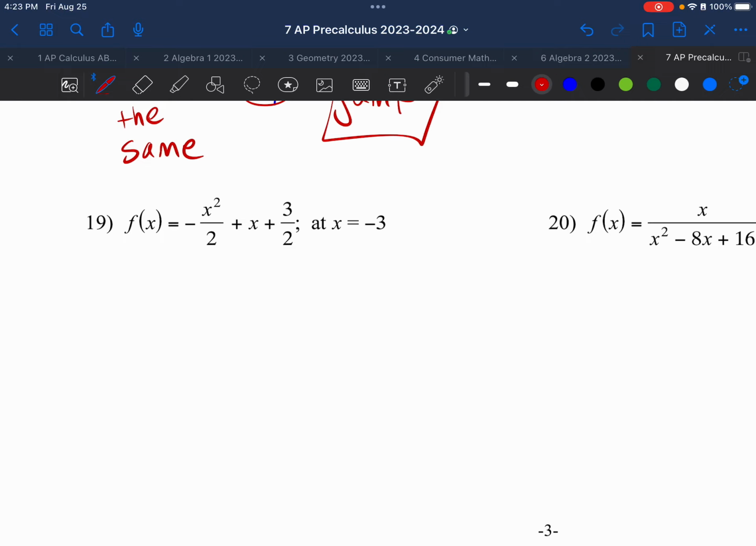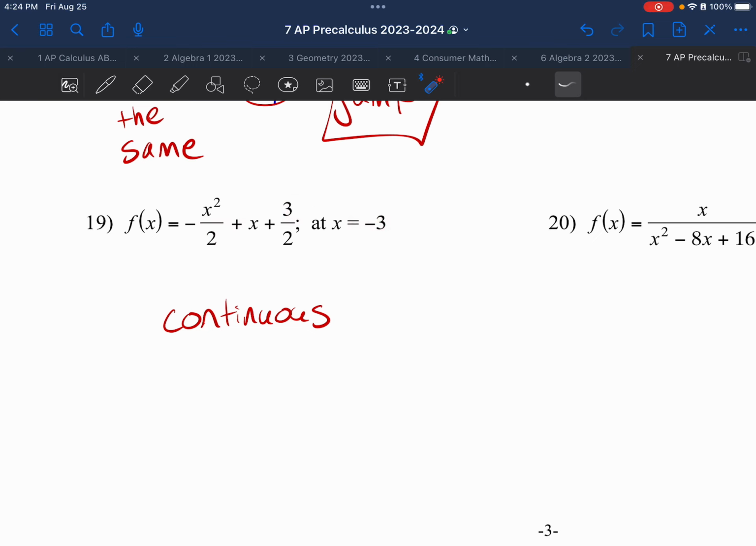And number 19, what's going on here? We have -3, we have some weird fractions going on, but there's no bad things that are happening. Look, am I dividing? Are there any x's in the bottoms? No, this is just a polynomial. This is continuous everywhere. If I had some sort of variable in the bottom, then I might need to check, but literally plug in -3 and you're just going to get out an answer. Nothing bad is going to happen.